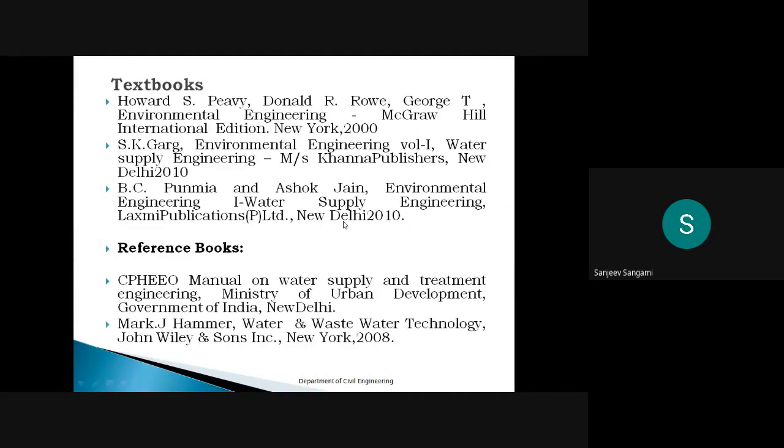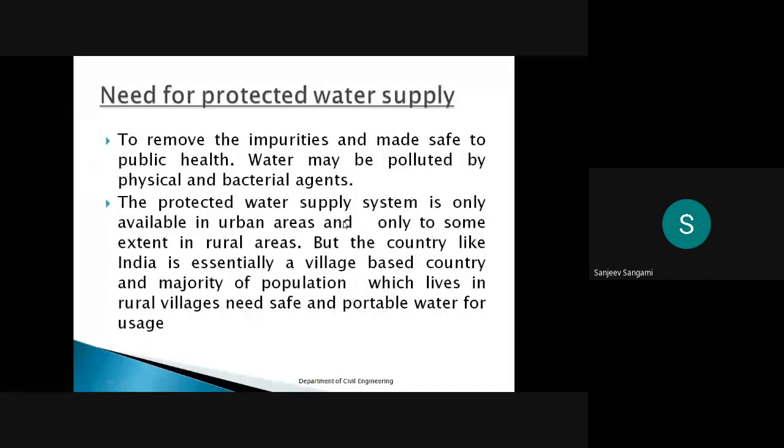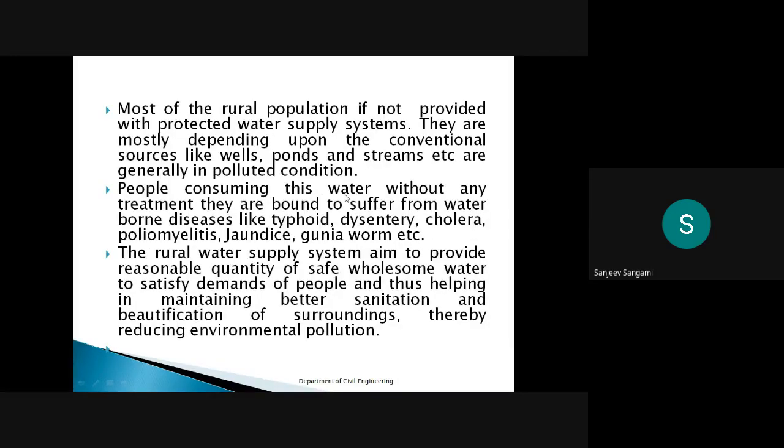In the previous class, we were discussing the need for protected water supply. That also we have discussed. The main aim for providing the protected water supply is to make it safe for public health. That is our main motive behind the protected water supply scheme. So many things we have discussed.